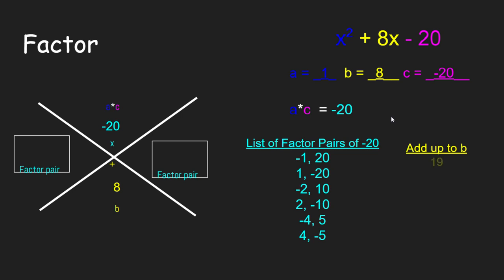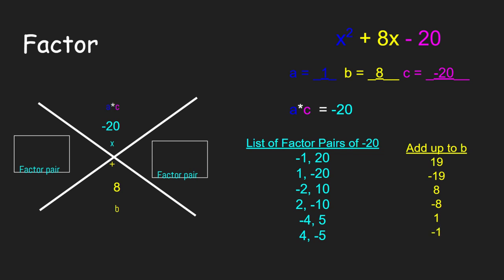Negative 1 and 20 gives me 19. 1 and negative 20 gives me negative 19. Negative 2 and 10 gives me positive 8. That's the answer we were looking for, but let's keep going. 2 and negative 10 give me negative 8. Negative 4 and 5 added together gives me positive 1. 4 and negative 5 give me negative 1.